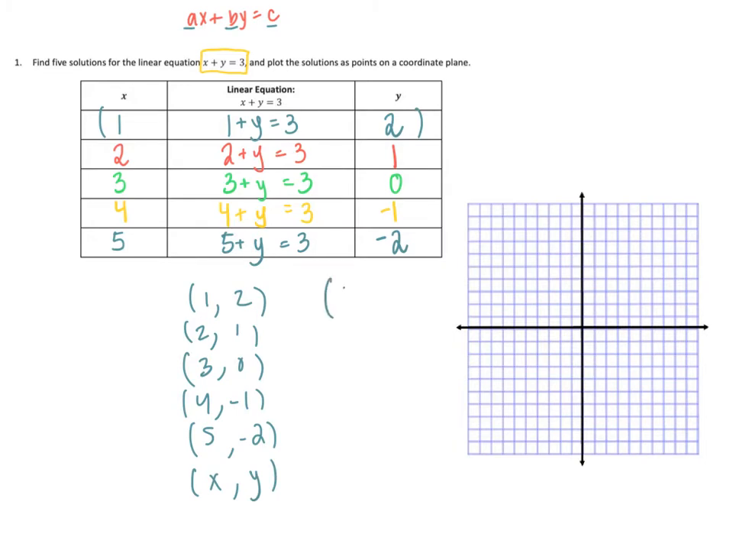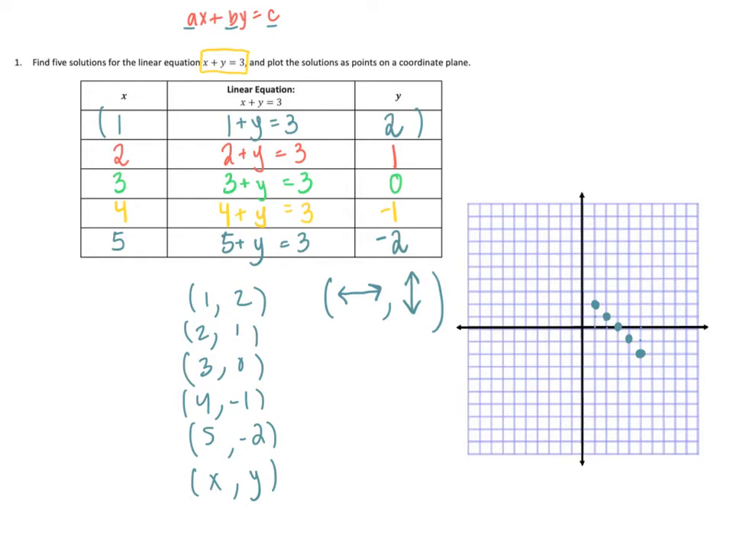Remember that our ordered pairs always have our x value first, our y value second, and they follow this format. Our x tells us which way to go over, our y tells us which way to go up. All right, starting with 1, 2, I'm going to go over 1, up 2. That's my first little point. Then I'm going to go over 2, up 1. Then I'm going to go over 3, up 0. Then I'm going to go over 4, negative 1, over 5, negative 2, or down 2.